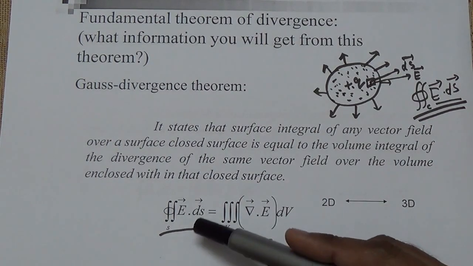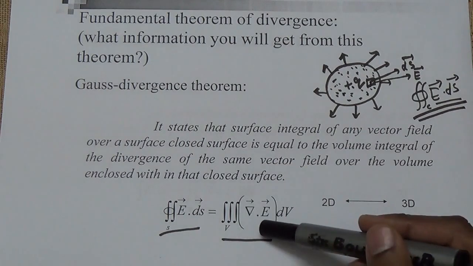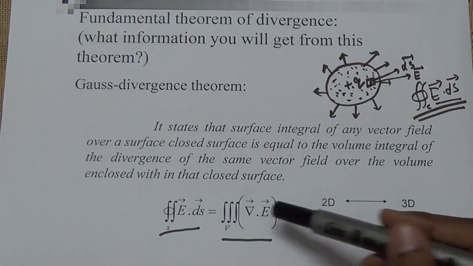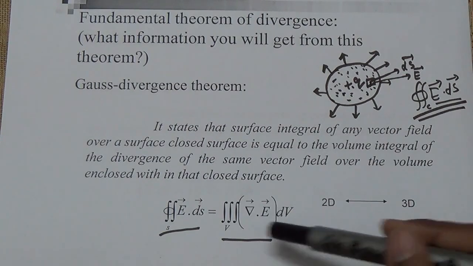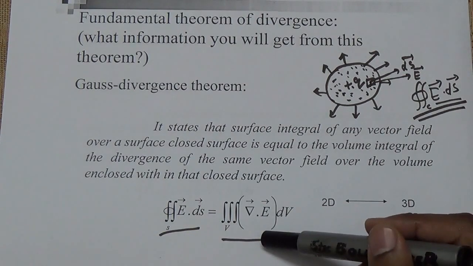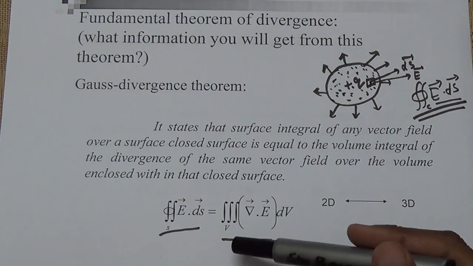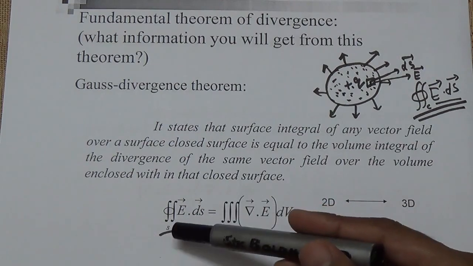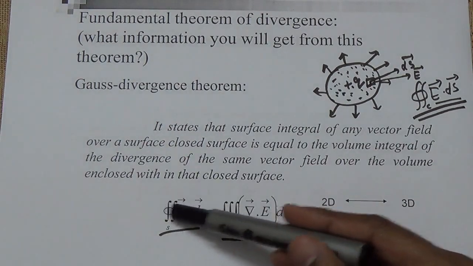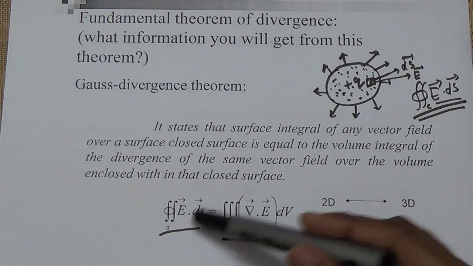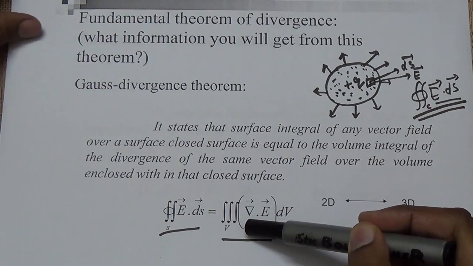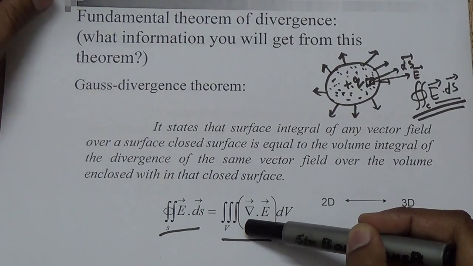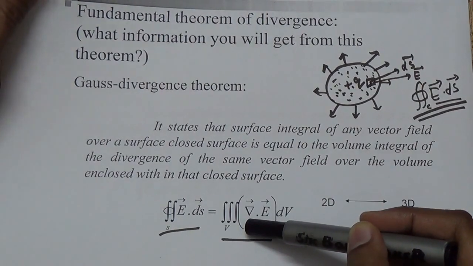So you can measure the electric flux this way, or you can measure the electric flux within the volume this way. Ultimately we get the total electric flux. So this is also a relationship between the surface integral and the volume integral. If you want to convert the closed surface integral into the volume integral, you can use this formula. This is the Gauss divergence theorem, which we will use to convert the integral equation into the differential form.